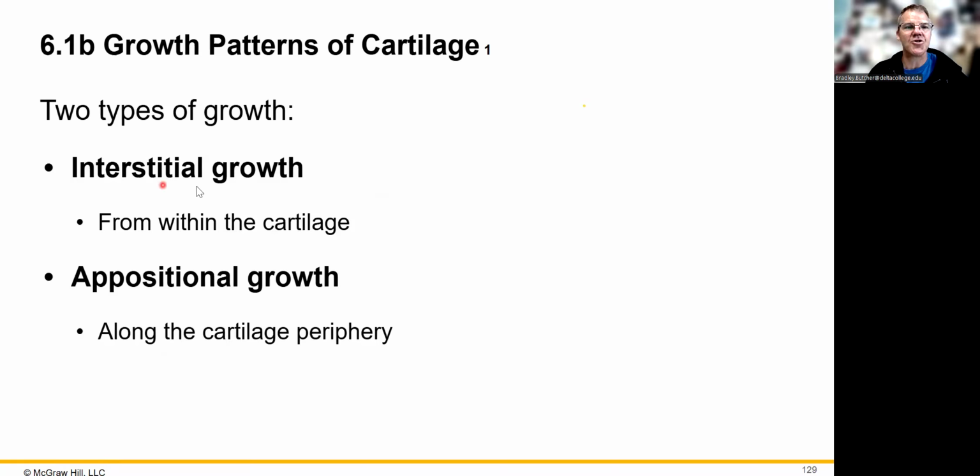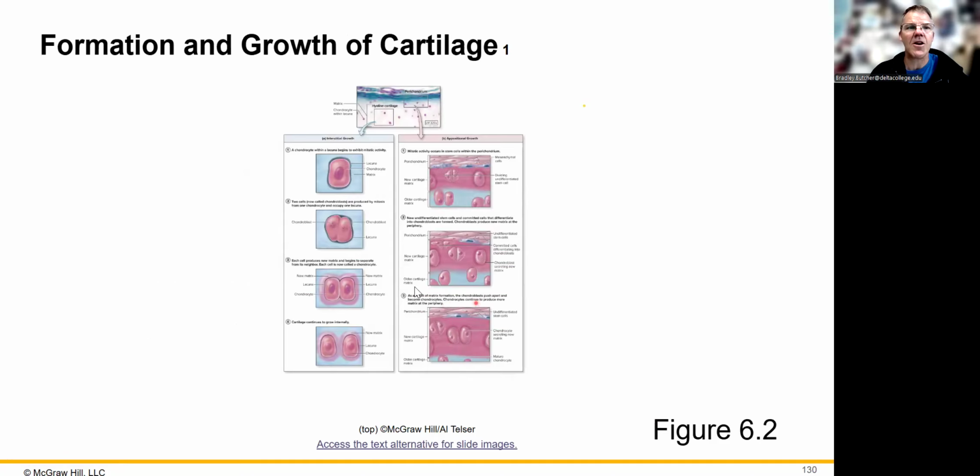We have interstitial growth. Inter means between, so this is growth that happens within the cartilage. And then appositional growth happens along the periphery, or the superficial layers, of the cartilage. You see here, we have interstitial growth. It involves four major steps.